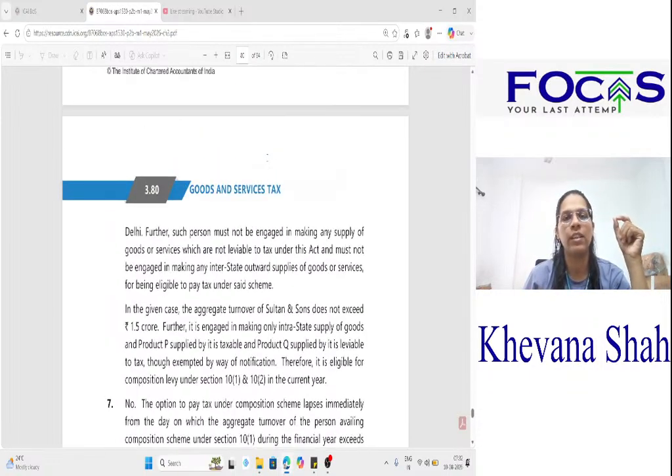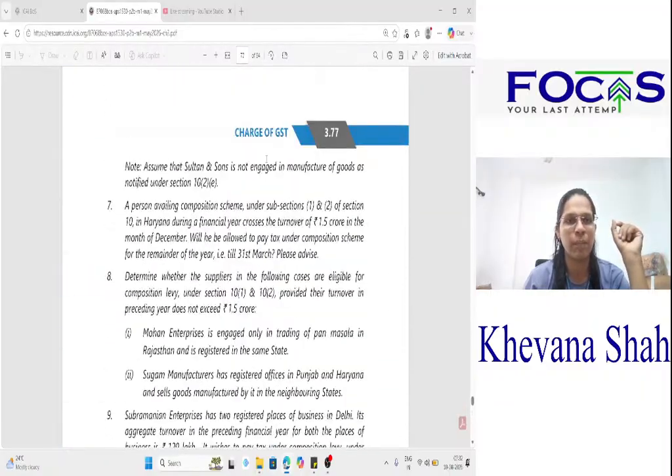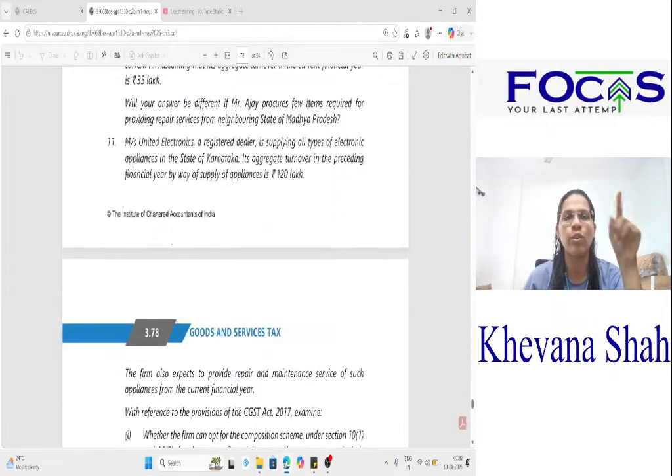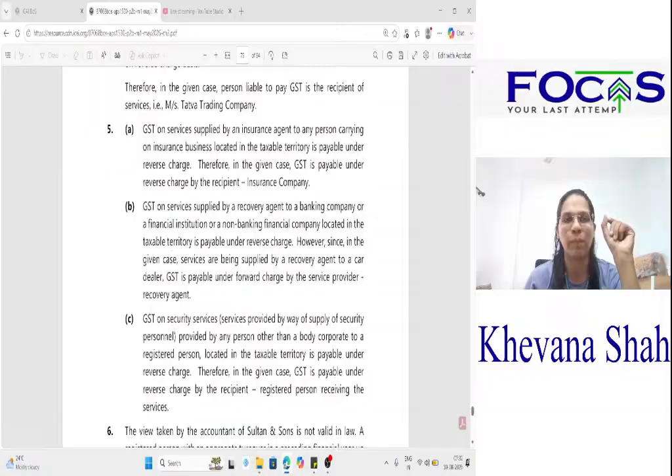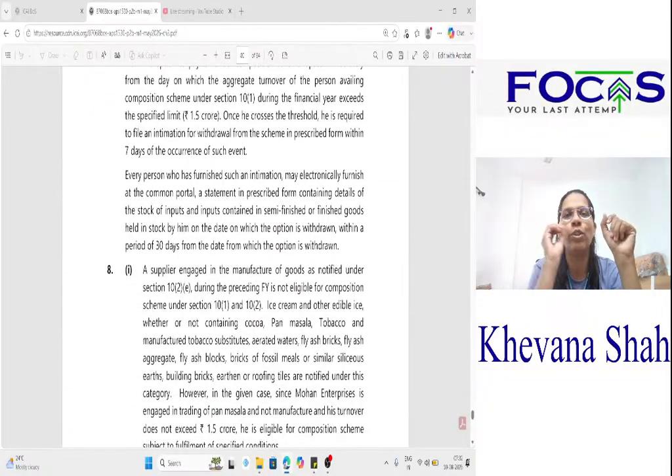In this question our limit is getting crossed in December. The turnover limit of 1.5 crores is getting crossed in December. Now let's assume it's getting crossed on 31st of December. In that case, by 7th of January, you should intimate to the department that you are no longer eligible for this composition scheme and you are withdrawing from the composition scheme.